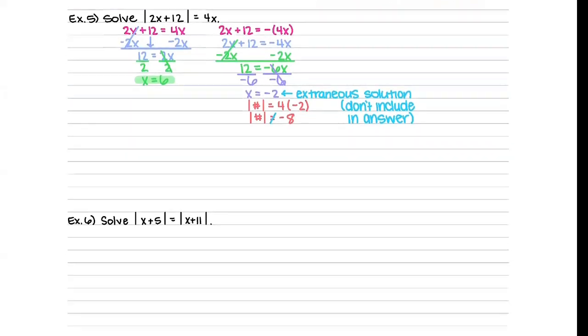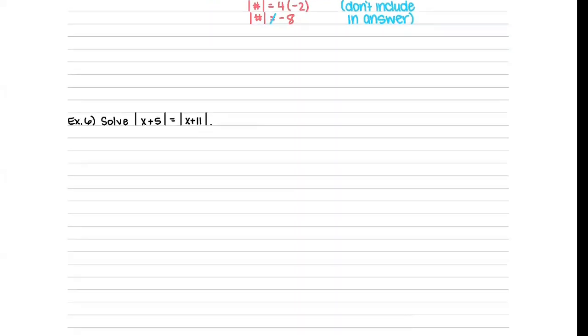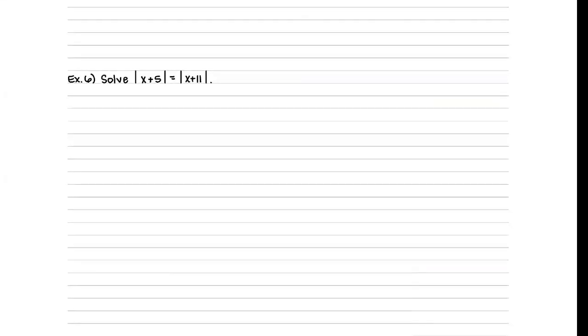If we look at example 6, we have the absolute value of x plus 5 is equal to the absolute value of x plus 11. So we're going to rewrite this without those absolute value bars. We have x plus 5 is equal to x plus 11, as well as x plus 5 is equal to the opposite of x plus 11.